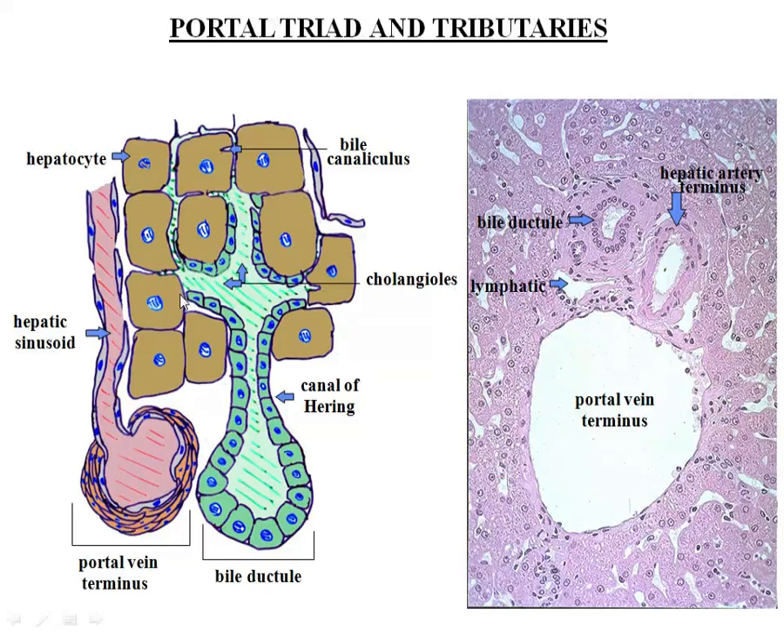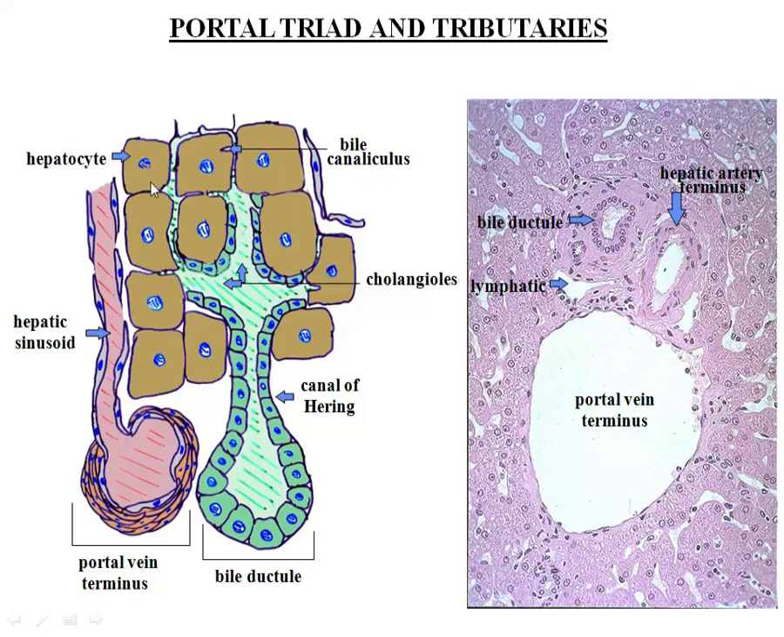Now again, a magnified view of this triad, how the triad communicates with the hepatocytes, is shown in this diagrammatic presentation. In this color photograph, this is a portal vein, this is a hepatic artery, this is a bile duct, and these are the lymphatic vessels. All these are the hepatocytes, then hepatic sinusoids are there. Here in this diagram, you can see how bile ducts are formed. If we consider this dark brownish structure as a single hepatocyte, all these are the hepatocytes.